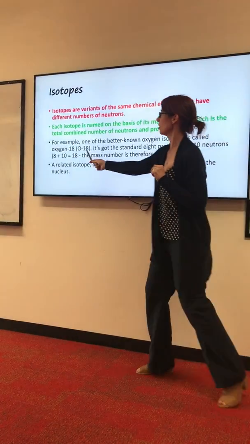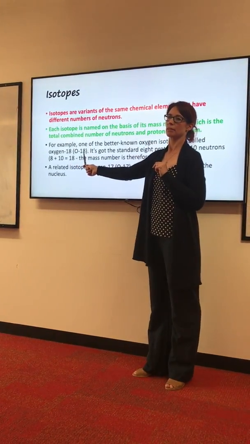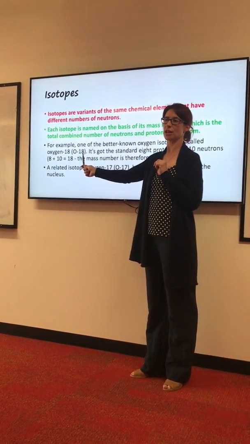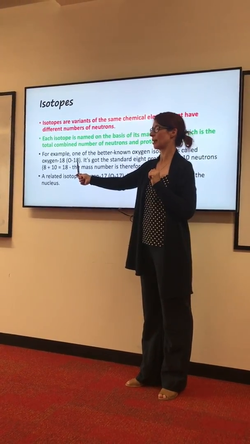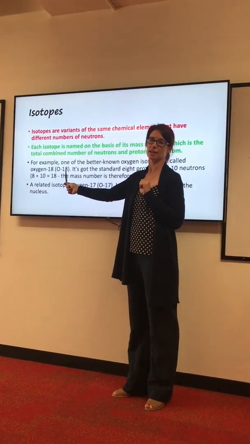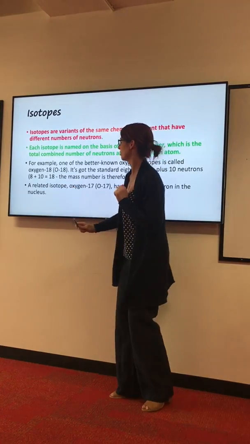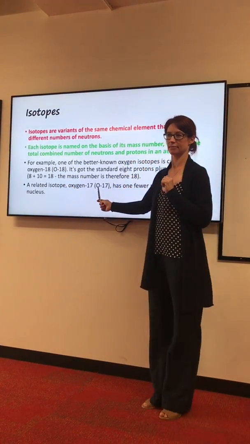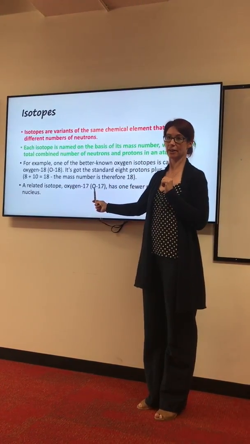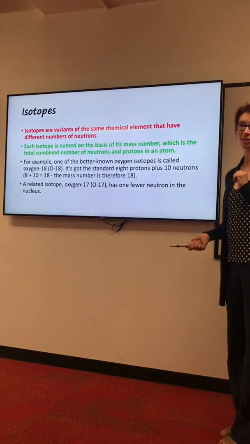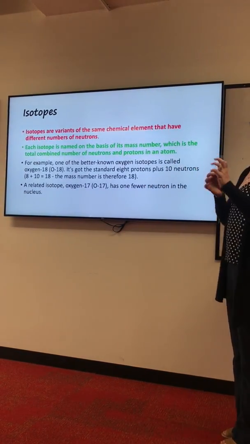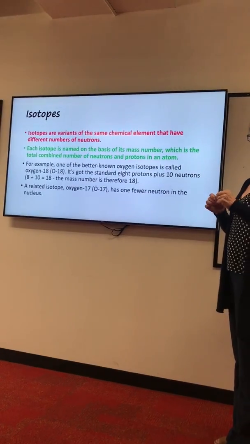For example, oxygen 18, how many neutrons? If oxygen has an atomic number of 8, how many neutrons does oxygen 18 have? 10. 10, good. What about oxygen 17? 9. 9, good. Seems straightforward? So it's actually easier than what we've been doing, but I just don't want you to be confused.